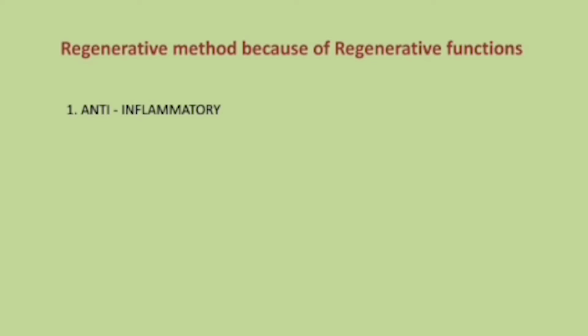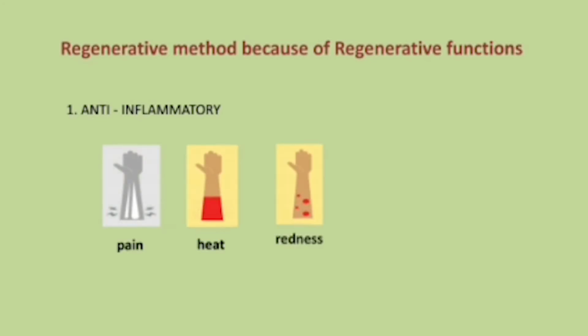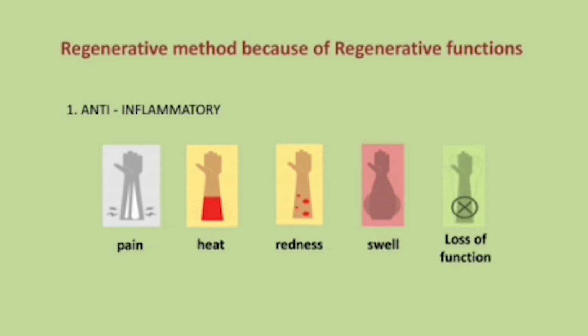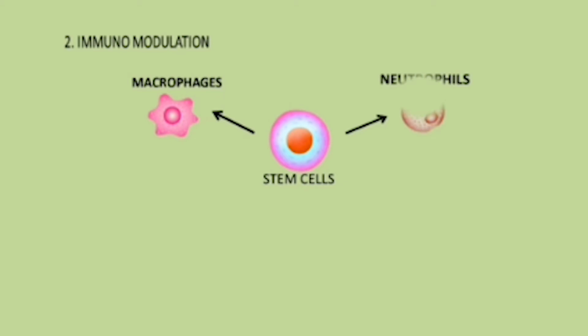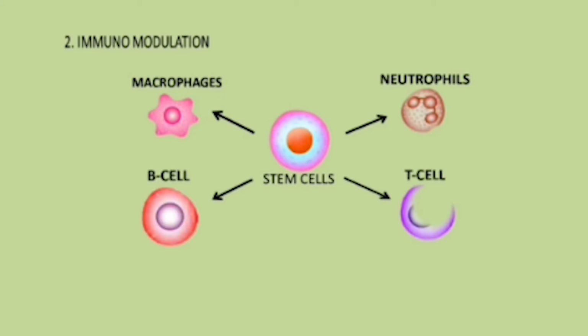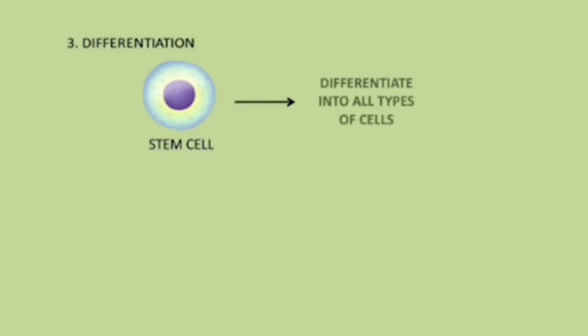Anti-inflammatory. Inflammations like pain, heat, redness, swelling, and loss of functions will not be caused by stem cells. Immunomodulations. Affected immune system can be cured by differentiation of stem cells into macrophages, neutrophils, B cells, T cells, and dendritic cells. Differentiation. Stem cells know how to specialize and differentiate into any type of cell.